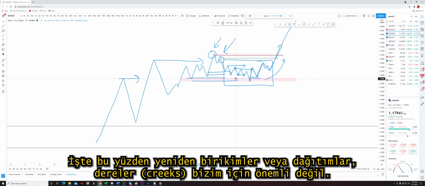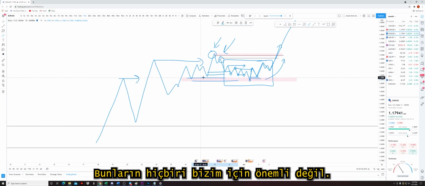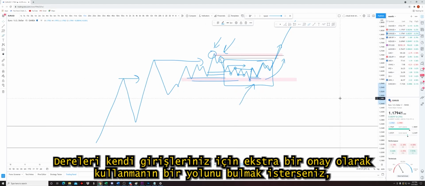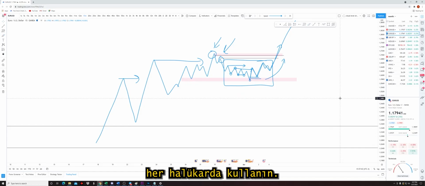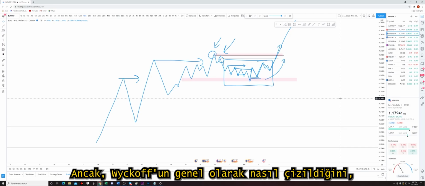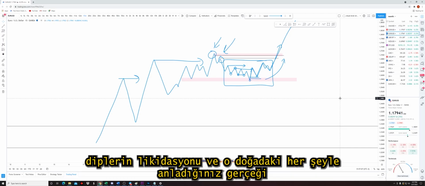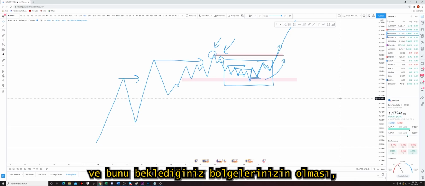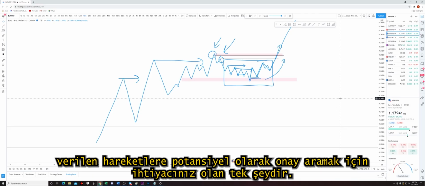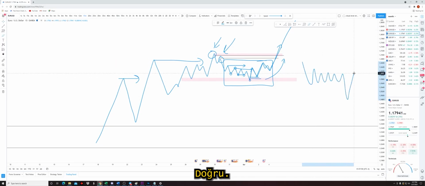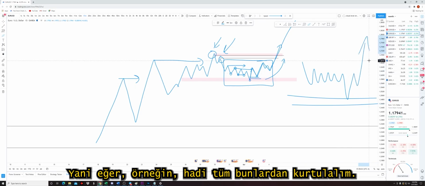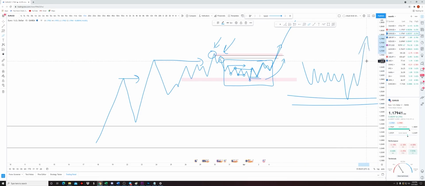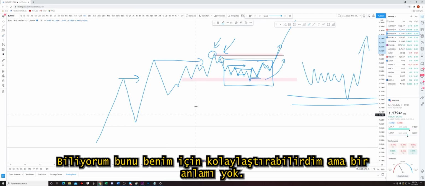And the only way that we can use that to confirm ourselves in is by confirming it off of based areas like that. So this is why reaccumulations and redistributions do not matter to us. The creeks, none of that stuff matters to us. If you want to find a way to use creeks as an extra confirmation for your own entries, and you see that it works every time you see a creek, use it by all means. However, the fact that you understand how Wyckoff is drawn overall with the liquidation of lows and everything of that nature, and you have zones that you're expecting that from, is all you need to potentially look for confirmations into given moves, right? And that's pretty much it.